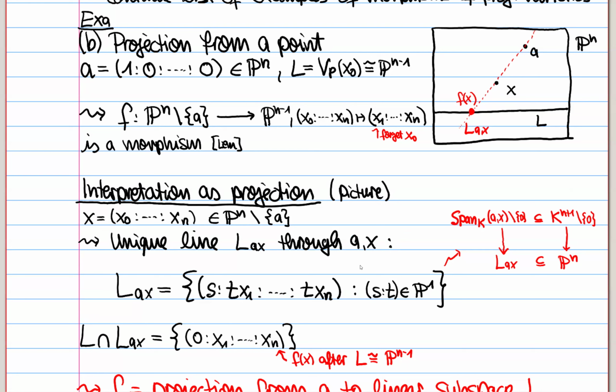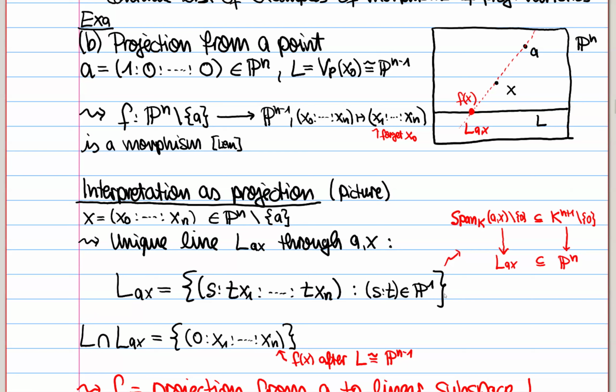And we can actually write down what L_AX is. The claim is, as I said, this line is just given by all homogeneous vectors like this, where s and t are elements of P^1. So, I mean, where does this representation come from?